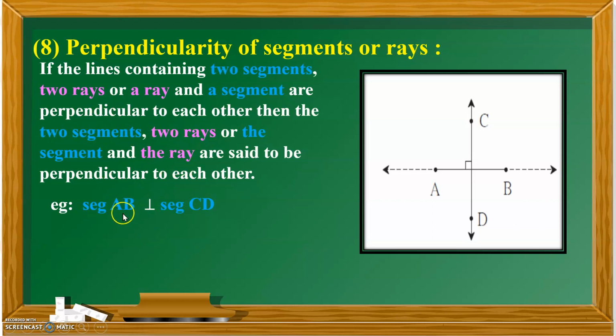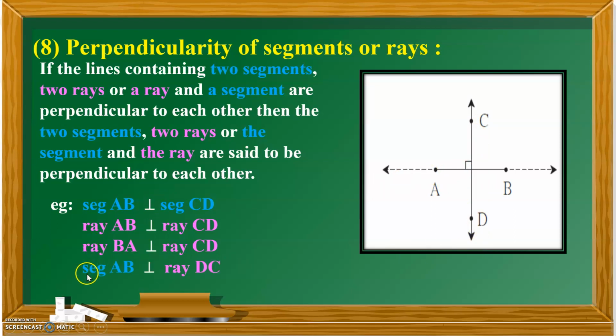Now let's take example of two rays. Ray AB, this direction, ray towards your right, is perpendicular to ray CD downwards. These two rays are perpendicular to each other. Ray BA is in this direction, is perpendicular to ray CD. So left side ray perpendicular to the downward ray. Okay. So the last one is one segment. This was two segments, two rays, and segment and a ray. Segment AB perpendicular to ray DC, the upward ray I have taken. Now you can write many more relations from this figure.